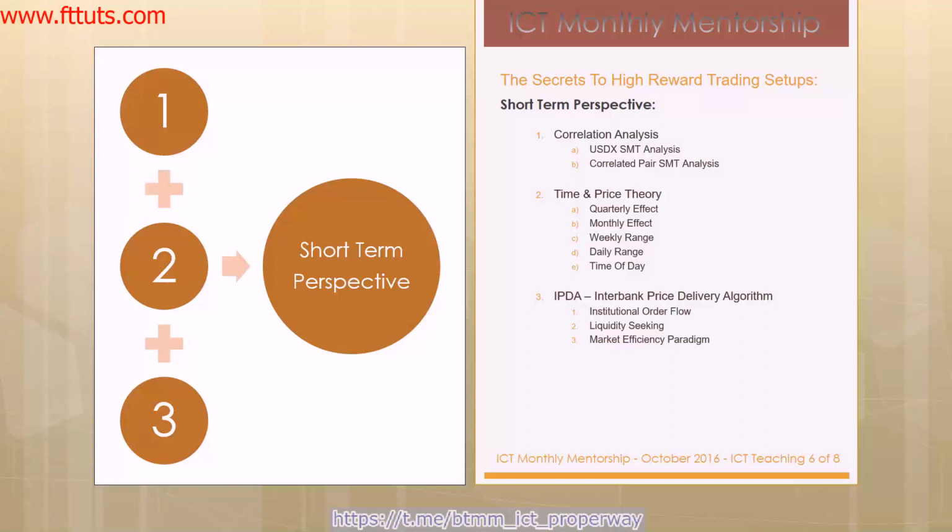So when we are looking at the short-term perspective, we require 3 things, okay? 3 things must come by way of these 3 areas of study: correlation analysis, time and price theory, and the IPTA. Preferably, you have to have at least one from each. In other words, you have to have your dollar index giving you an indication that it's showing you a crack in correlation, or a correlated pair SMT is giving you insight. Okay, so that would be one way of determining correlation analysis.